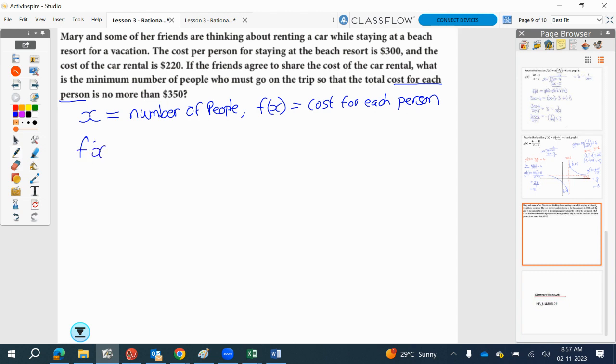So the cost for each person is calculated by dividing the cost for the car by the number of people. So the cost for the car is going to be 220. We have to divide that by the number of people. So that is shared amounts. But every person has to pay for their own thing at the beach resort. They all have to pay for their own accommodation. So the cost per person is going to be 300. So here is our function.